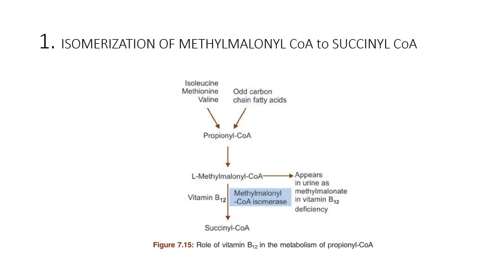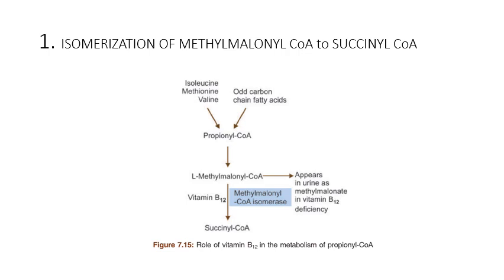Now let's see the functions of vitamin B12. There are only two human enzyme systems that are known to require vitamin B12 coenzyme. The first is methylmalonyl coenzyme A mutase, and the second is the enzyme responsible for the conversion of homocysteine to methionine, methionine synthase. So remember, only two enzymes in the human body require vitamin B12 as coenzyme: methylmalonyl coenzyme A mutase and methionine synthase.